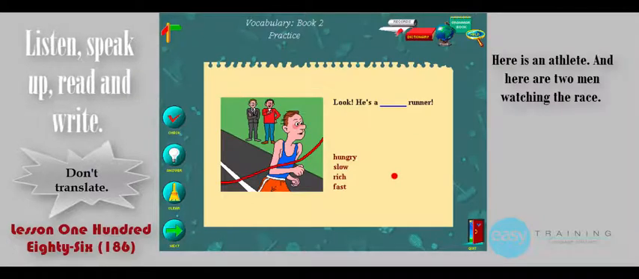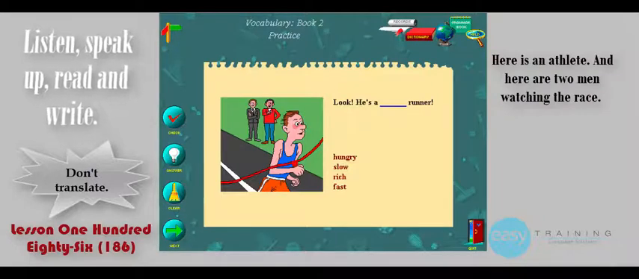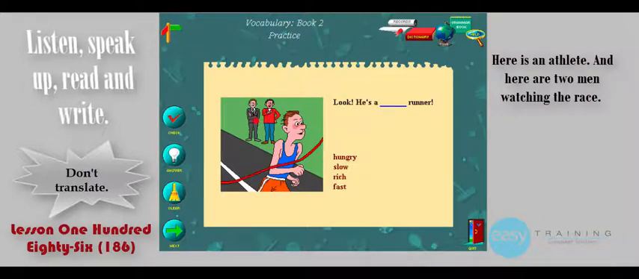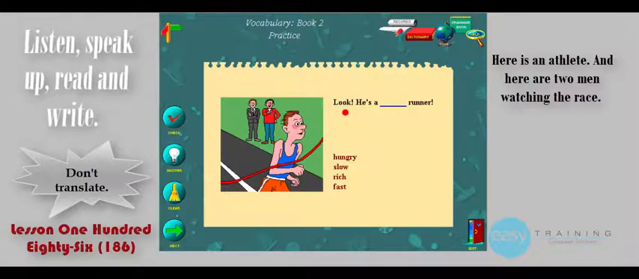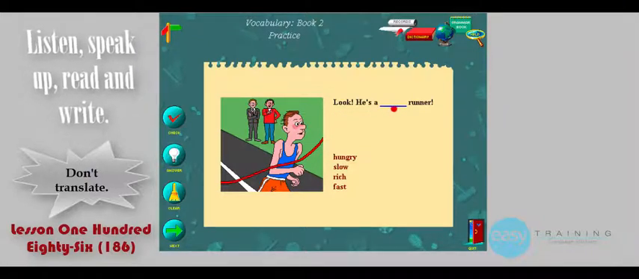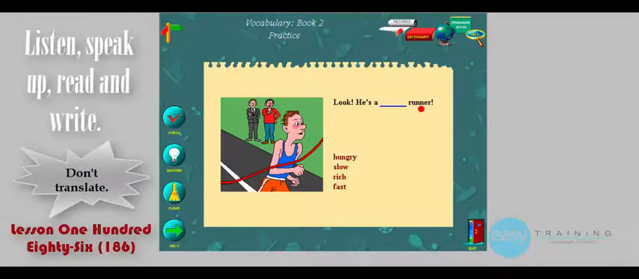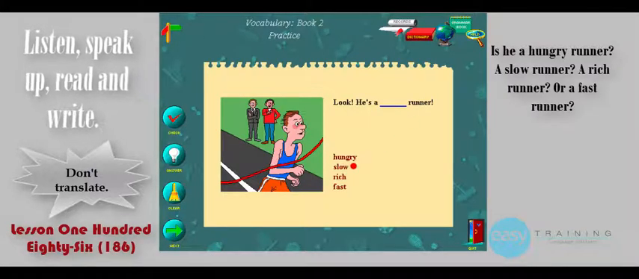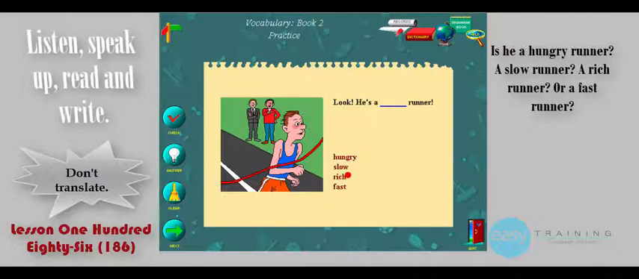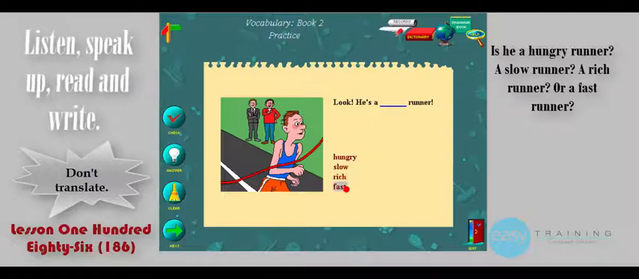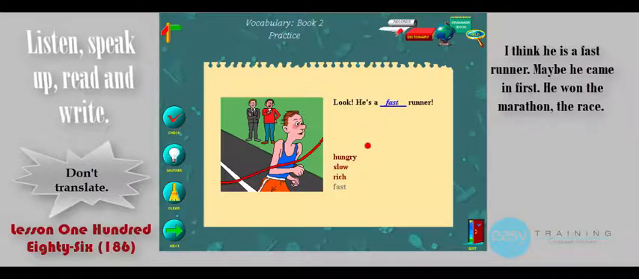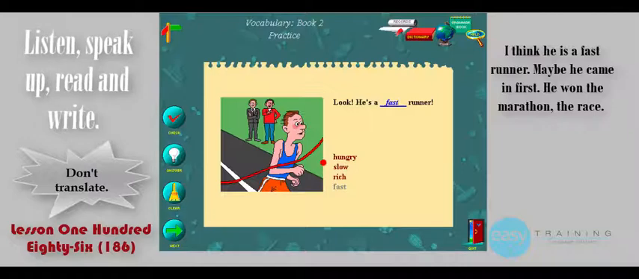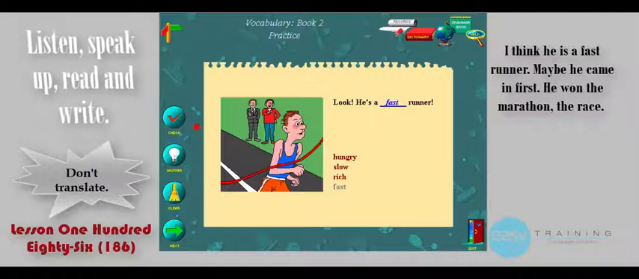Here is an athlete, and here are two men watching the race. One of them says, look, he is a blank runner. Is he a hungry runner, a slow runner, a rich runner, or a fast runner? I think he is a fast runner. Maybe he came in first. He won the marathon, the race. So he is a fast runner.